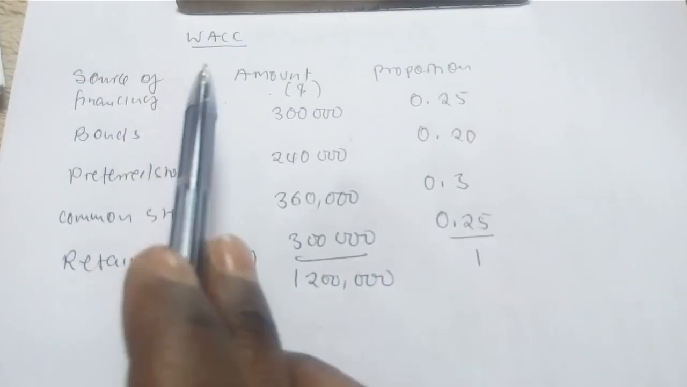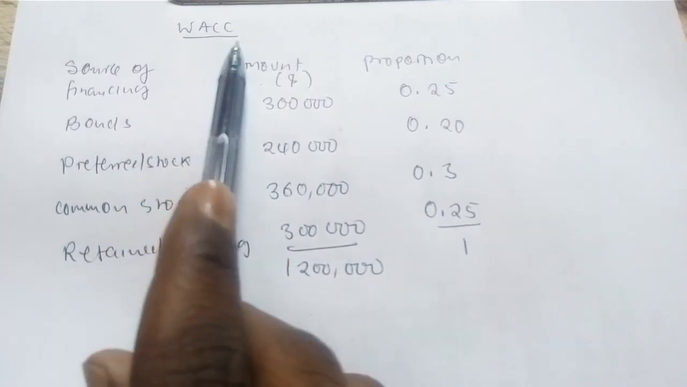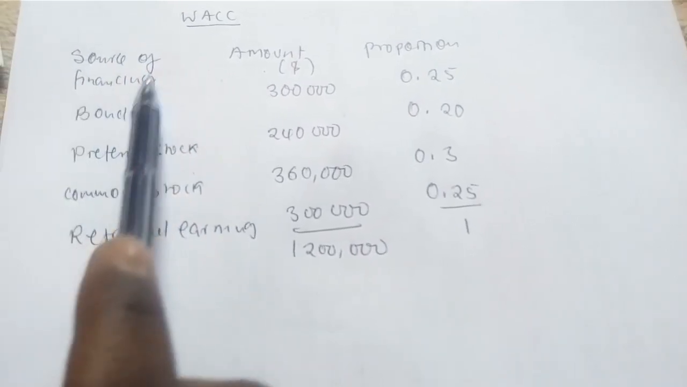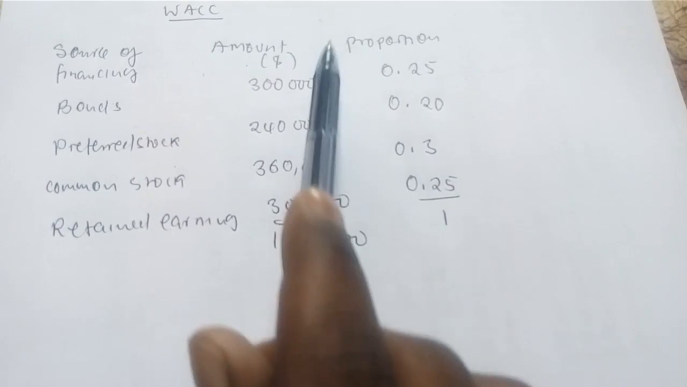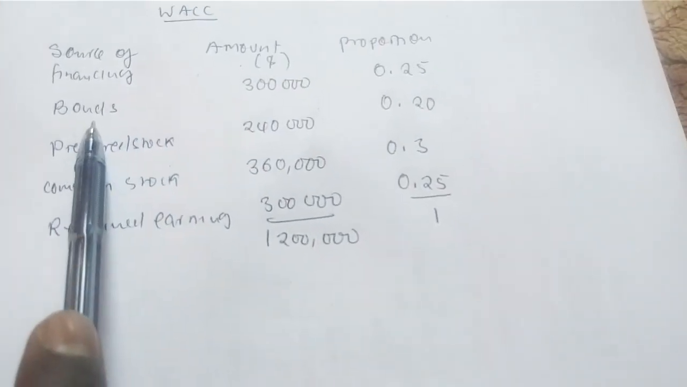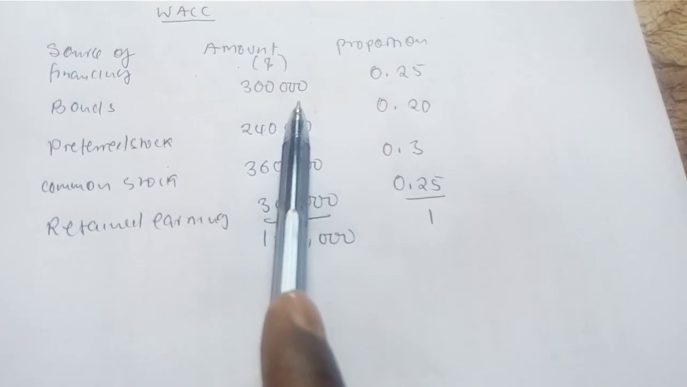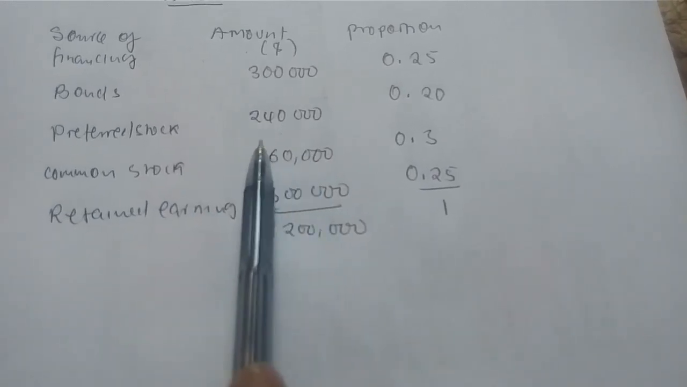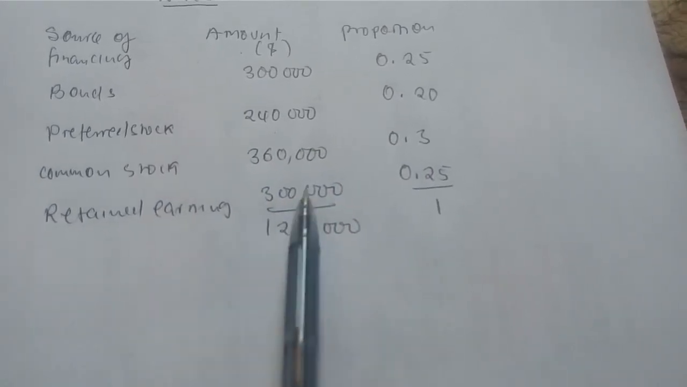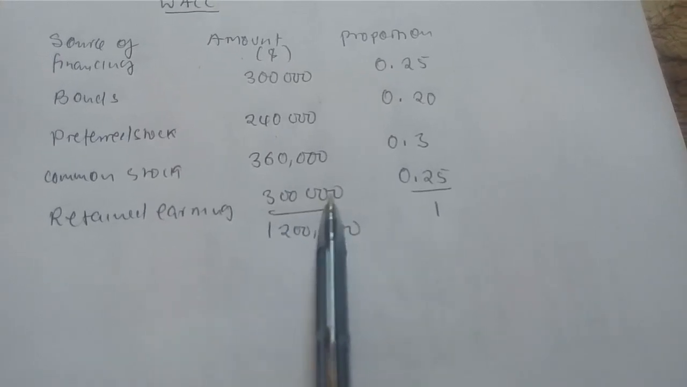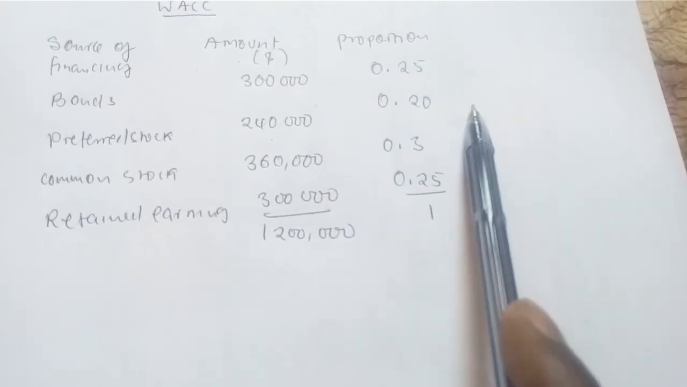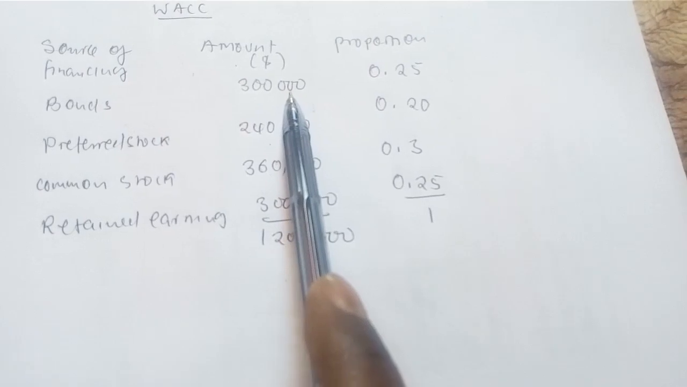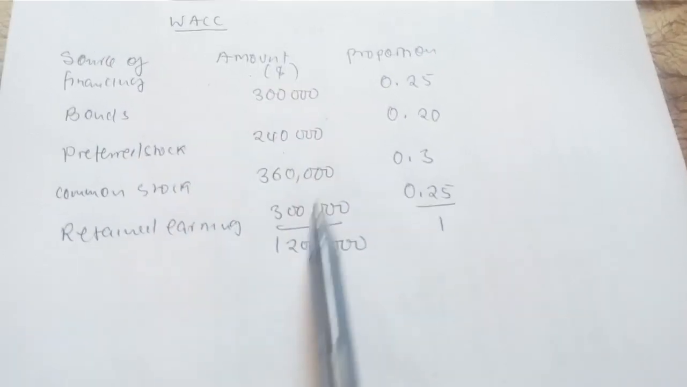So the last part requires us to find the weighted average cost of capital. So in order for us to do that, we have to identify the source of funding, the amount, and the proportion. So referring back to the question, bonds were valued at $300,000, preferred stock were valued at $240,000, common stock were valued at $360,000, and retained earnings were valued at $300,000. So how do we find the proportions? So proportions, or the weights, we simply divide each individual amount of the source over the total.